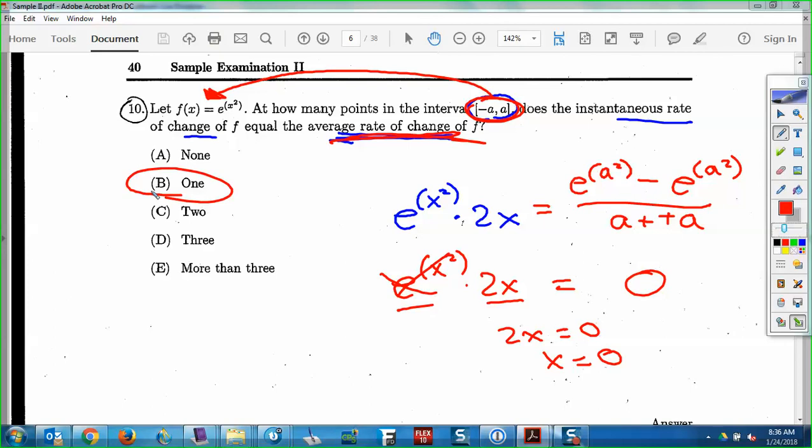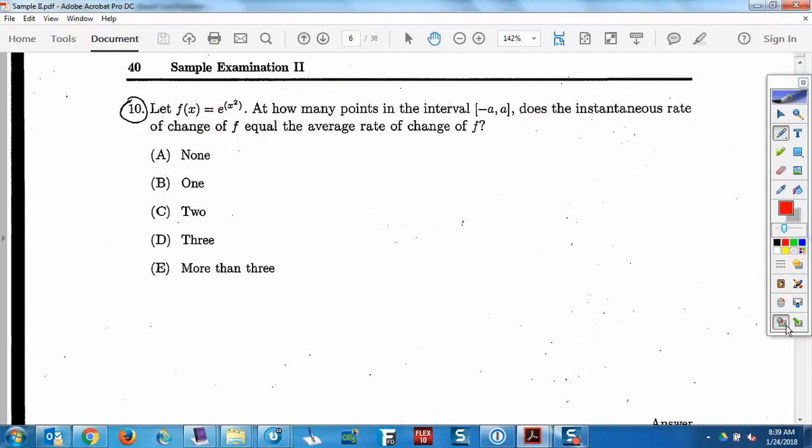Now, the graph that I showed kind of makes sense, though I don't know that that's exactly what that graph looks like. But how many times is the instantaneous rate of change equal to the slope between the endpoints? Looks like on your graph, one time. That's actually related to a theorem that we're going to learn tomorrow, about the slope between the endpoints and the instantaneous rate of change. So we'll talk about that tomorrow. It's called the mean value theorem.